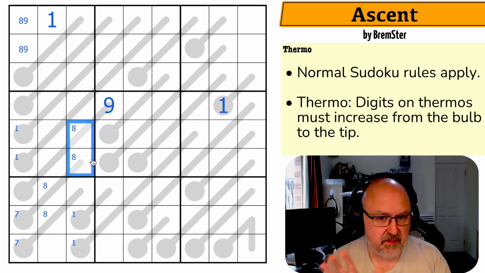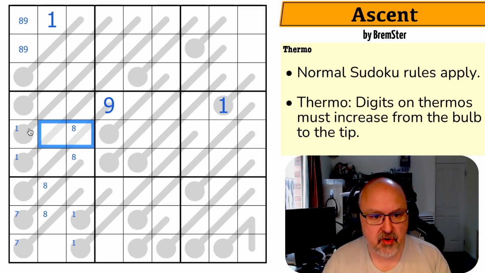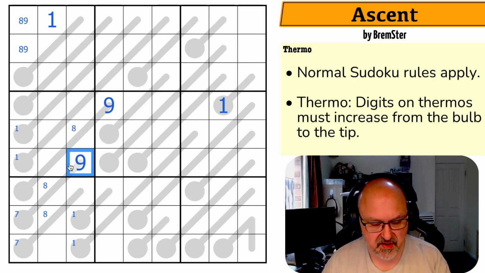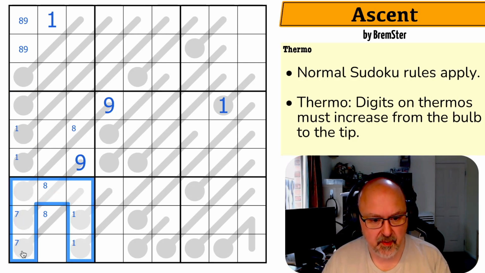Now, I actually don't remember what comes next, which is cool. 9 in this box. 9 can't go in any of those. That is a 9. 9 in this box now can't go there. It can't go in the bulb of a thermo. It can't go partway along a thermo.